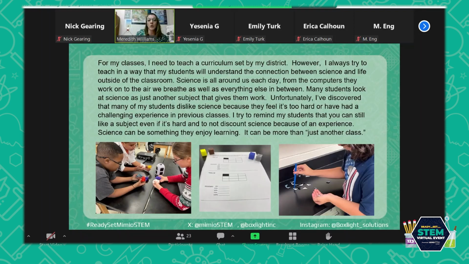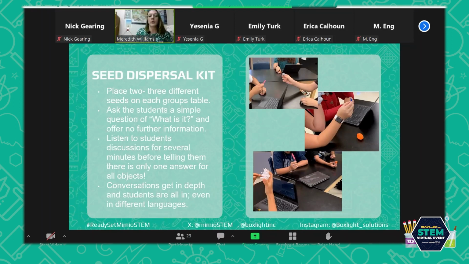So this was my seed dispersal kit. This is a 3D print that I created and printed up from 3D stems. This is actually a kit that is not designed for the way I use it.